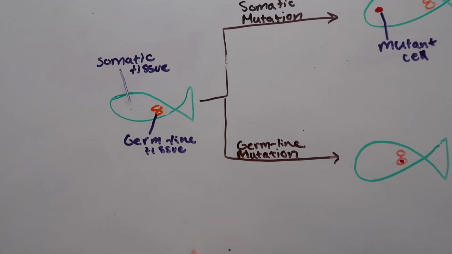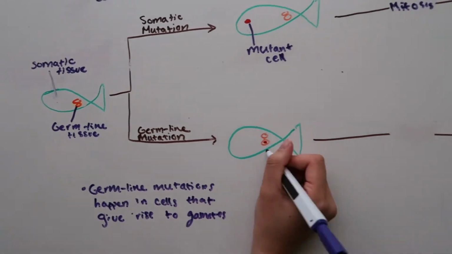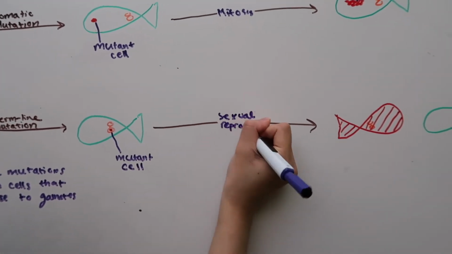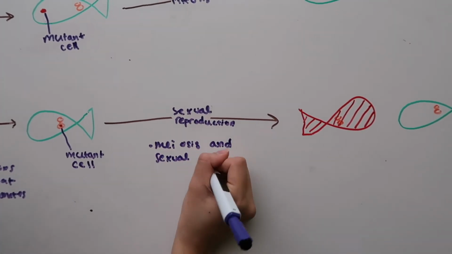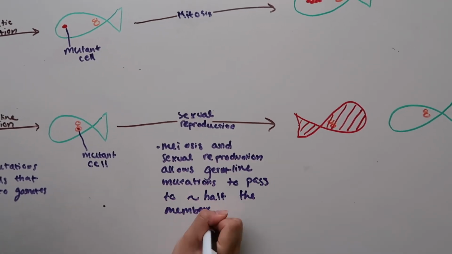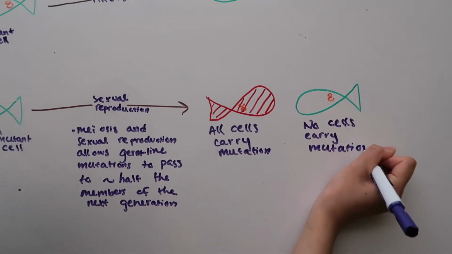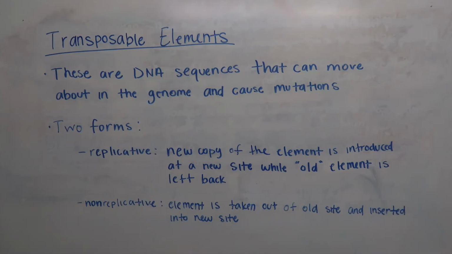With germline tissue, germline mutations can happen in cells that give rise to gametes. This is an example of a mutant cell. So meiosis in sexual reproduction allows germline mutations to pass to about half of the next generation. This fish has all its cells carrying the mutation, and this fish has no cells carrying the mutation.